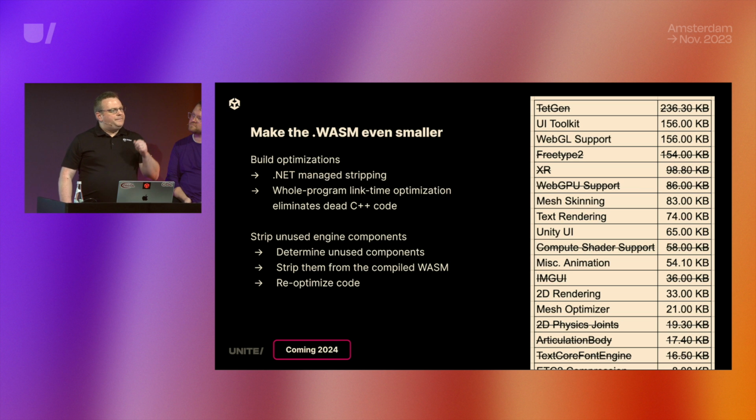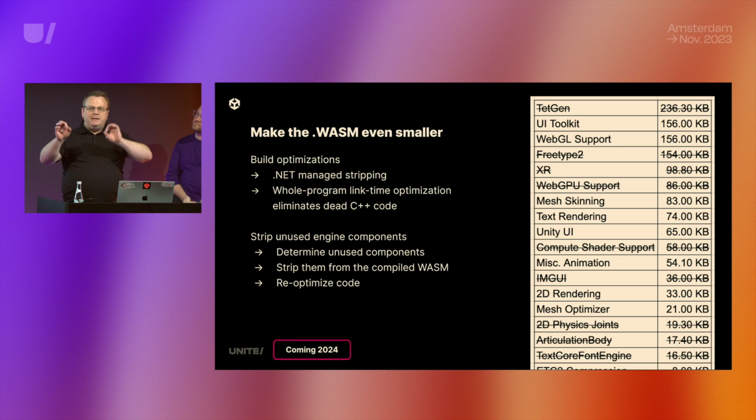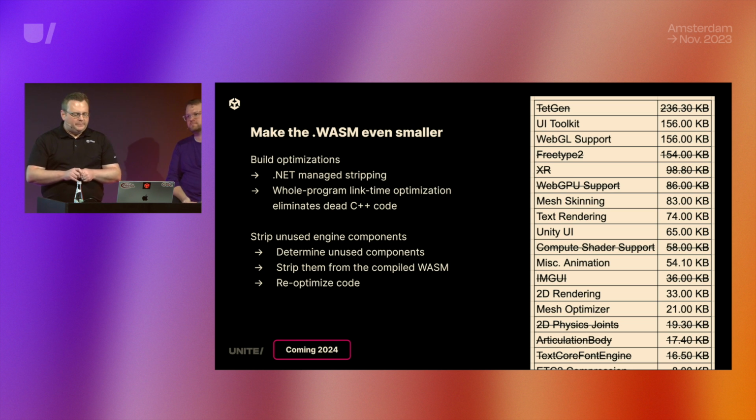This is already fairly well optimized. First, we do what we call managed stripping. You've seen this in the build settings, where unused .NET classes are removed. Then the IL to CPP compiler generates C++ code, which we pass to our C compiler. There, the linker does a sort of whole program optimization where it looks for various dead code elimination and other optimization passes that it can do. But still we have a fairly big WebAssembly file.